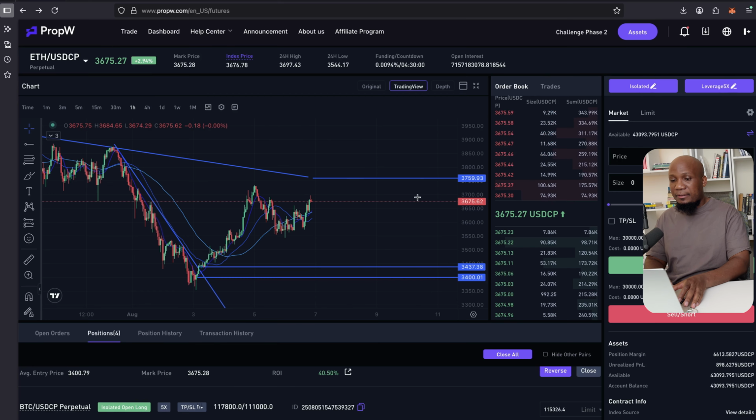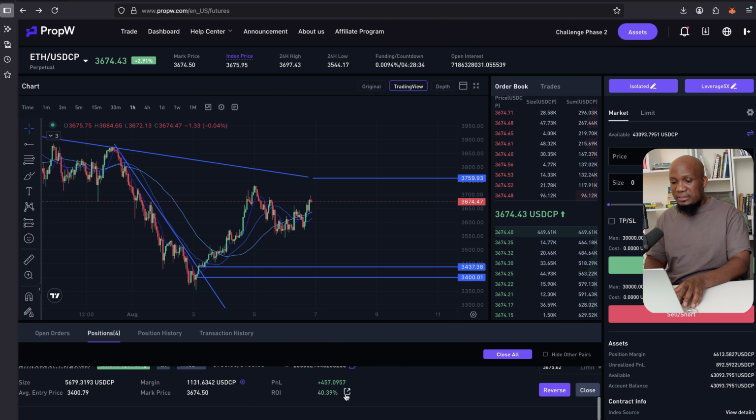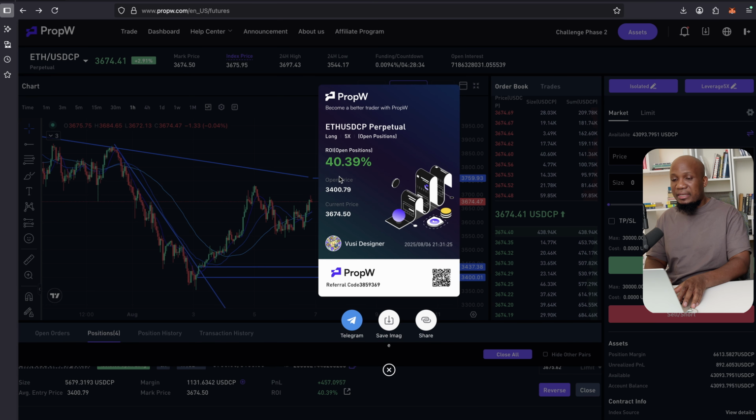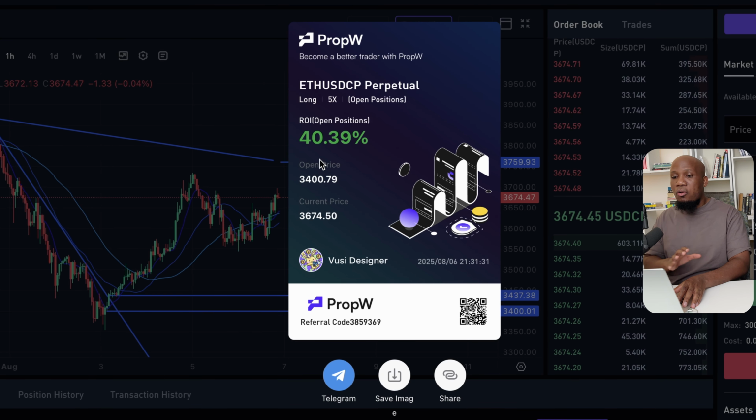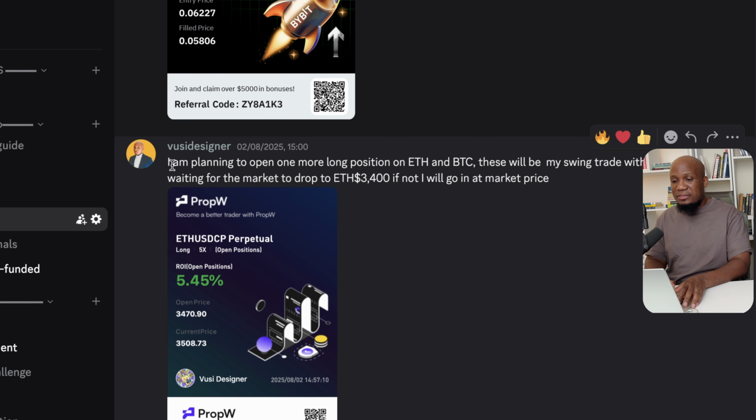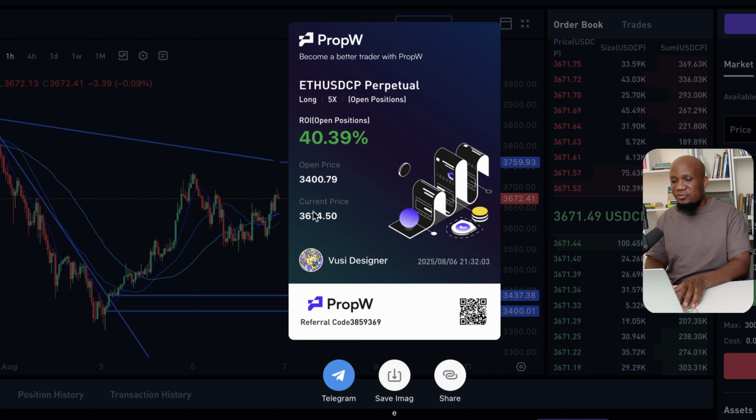So if we come back here, you'll be able to see that we've got our trades here. Look at this one here, it's up to 40% on Ethereum. Now, I actually told you guys on our Discord that I'll be opening a long position on ETH and BTC when ETH is at 3,400. And as you can see over here, I did open this trade at 3,400. So which means that if you're part of our Discord community, you are now able to capitalize on that information that I give you guys.